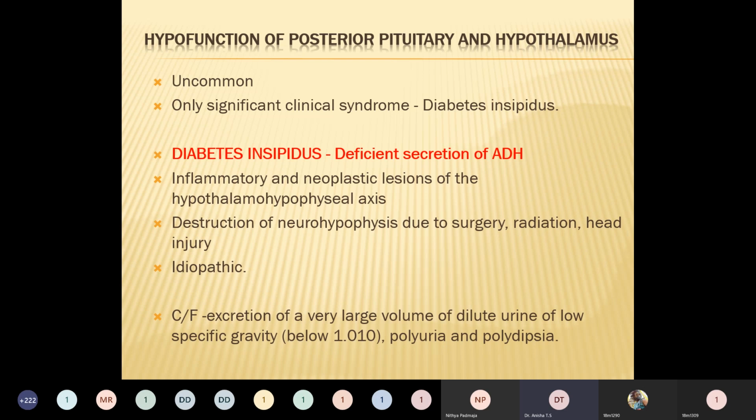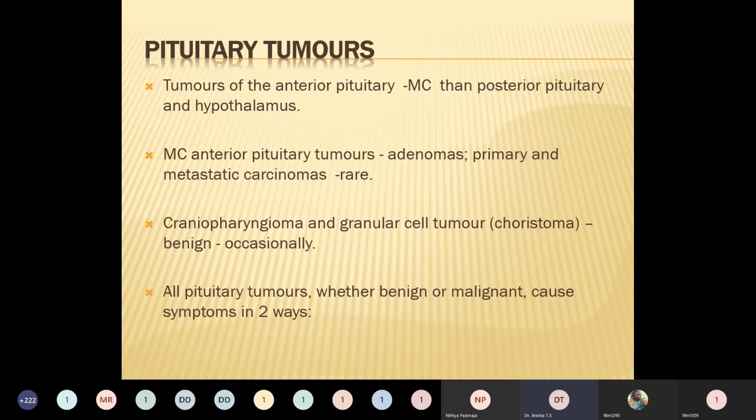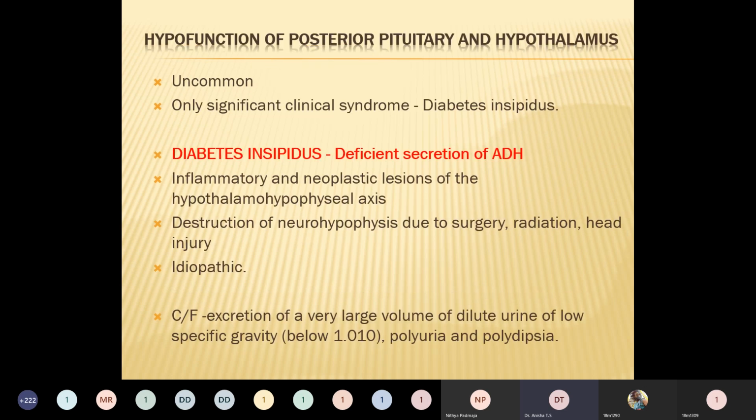And whenever there's hypersecretion of oxytocin, there'll be excessive stimulation of smooth muscle. So I told you.